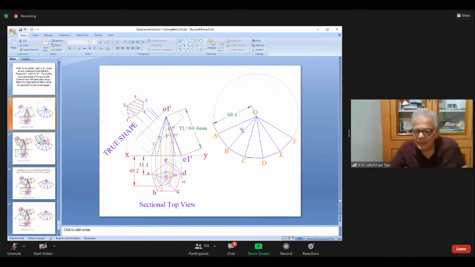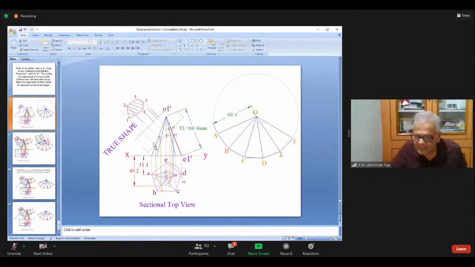Now, here, this is the development of the pyramid without cutting. This O, A, B, C, D, E, F, O is the development of the pyramid without this portion being cut off. Now this portion has been sectioned. This portion is removed. I have to remove a portion here also.